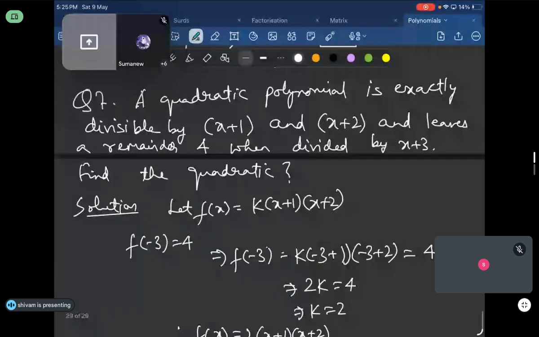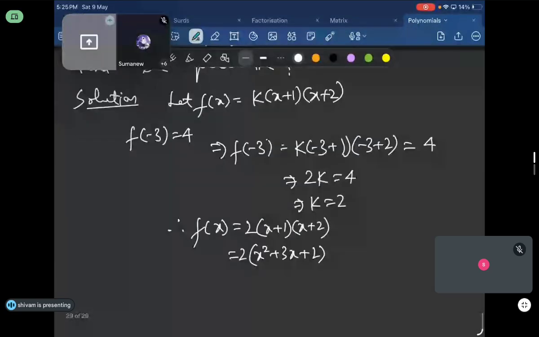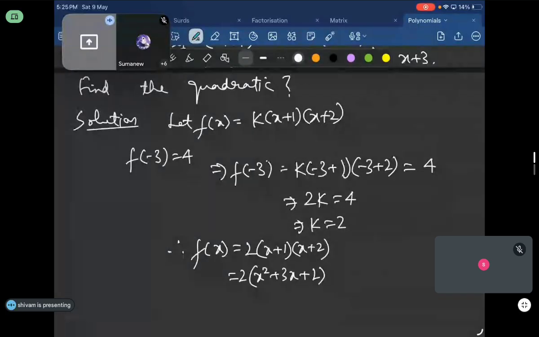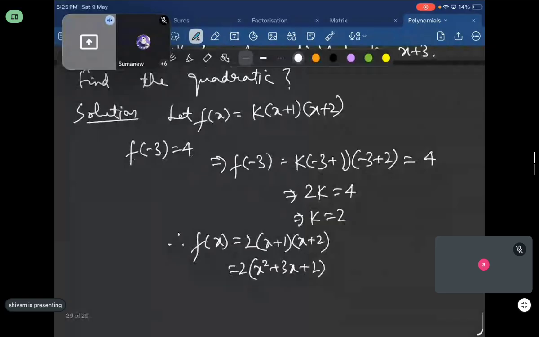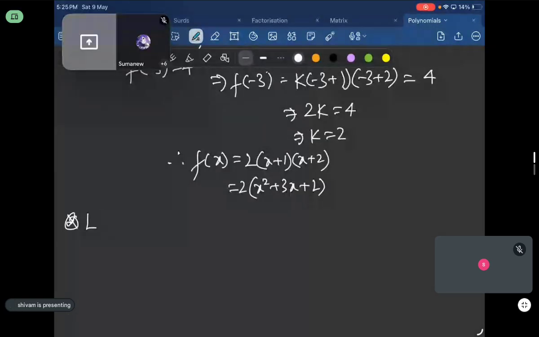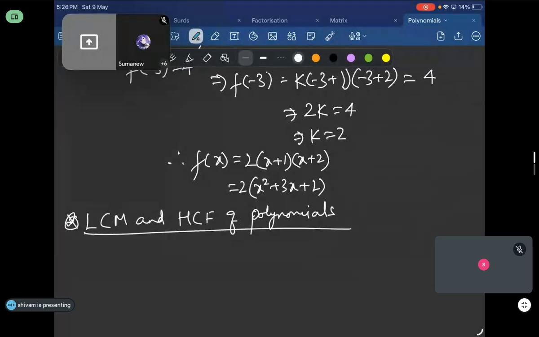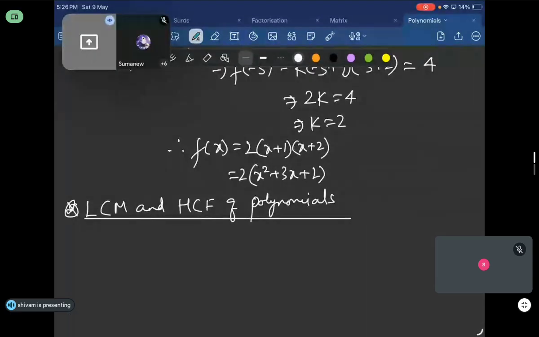Next, our next topic is HCF and LCM of polynomials. Anyone having any doubt till now, you can ask me. Next, HCF and LCM of polynomials. Okay, we're finding HCF, just like we used to find HCF of numbers. In the same way over here also, you need to find out the HCF of polynomials. You people know how to factorize. It's very simple. Finding HCF, highest common factor.